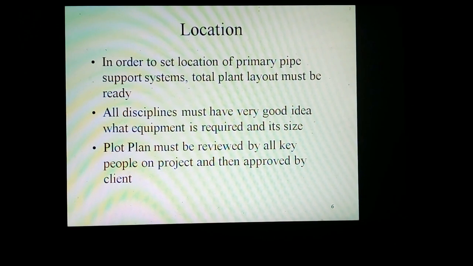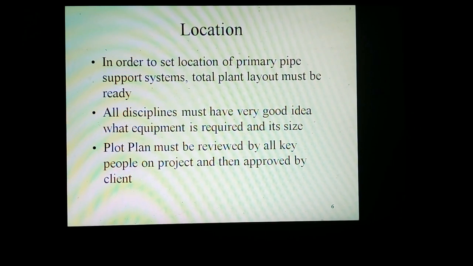Location. In order to set the location of the primary pipe support systems, the total plant layout must be established. This means that all the various disciplines must have a very good idea what equipment is required and its size. The plot plan must be reviewed by all the key people on the project and then approved by the client.